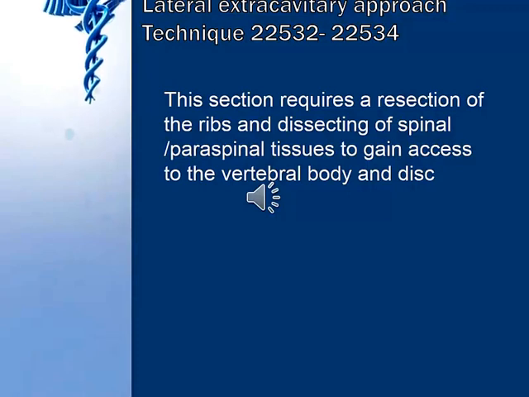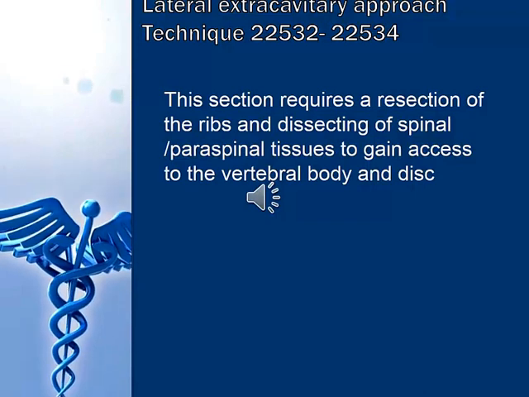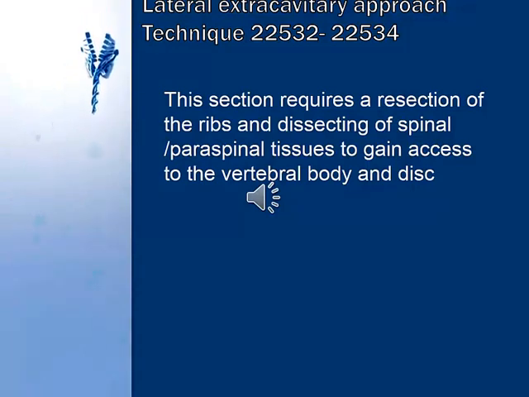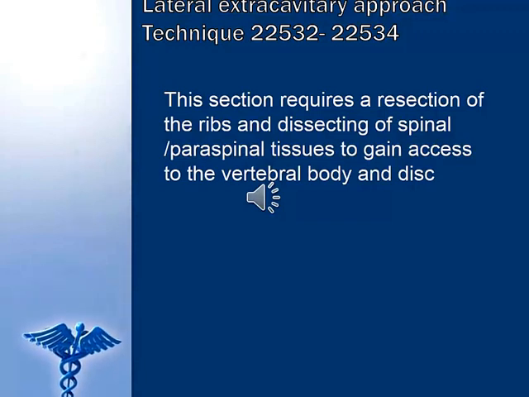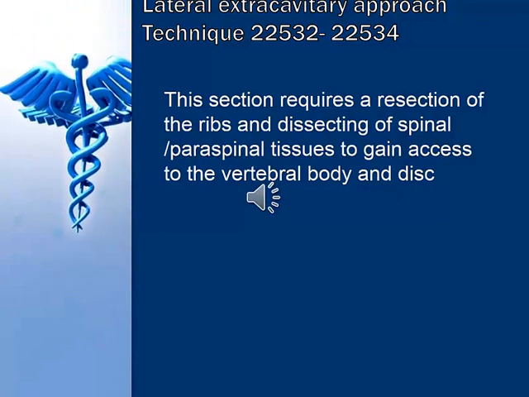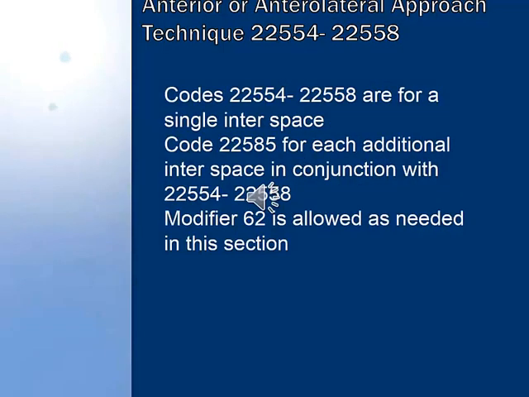Make sure you're paying attention, just like with all the other sections within the arthrodesis section in the book, to the location. 22532 is referring to the thoracic area, 22533 is referring to the lumbar area, and 22534 is referring to the thoracic or lumbar, each additional vertebral segment. So when you're coding for the 22534, you're going to use that code in addition to the 22532 and the 22533.